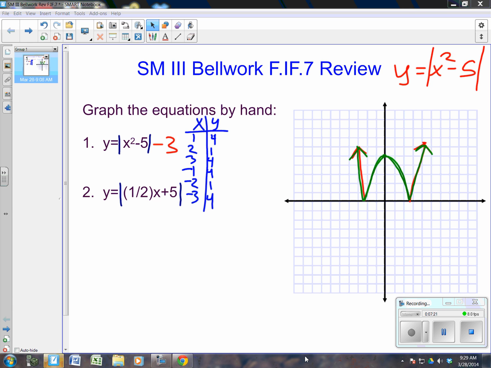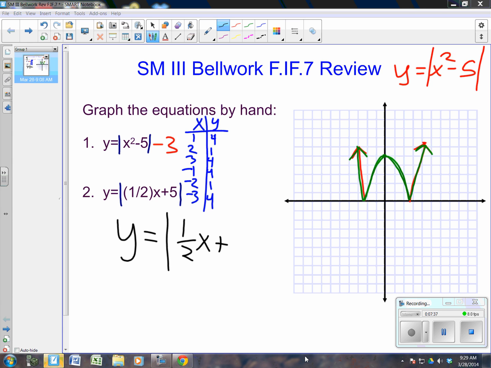And so it can shift down. It's just that everything's inside absolute value, so everything's going to be above the x-axis. Now, the same thing holds true for a linear equation. Hopefully you all see that this is the equation I'm asking for. I wrote it with parentheses back there, and some of you can't see that. But y equals the absolute value of 1/2 x plus 5.